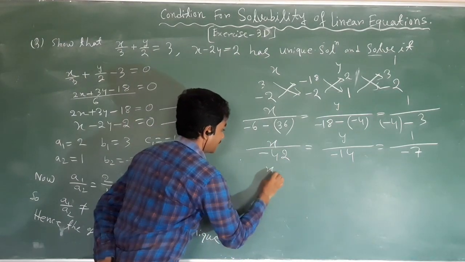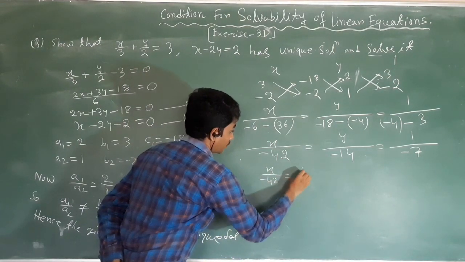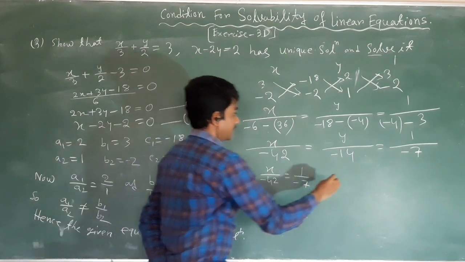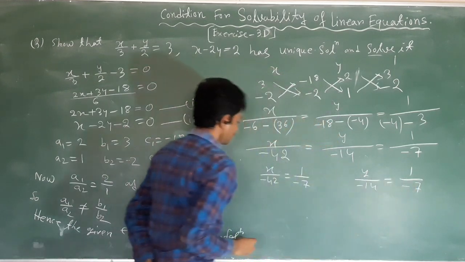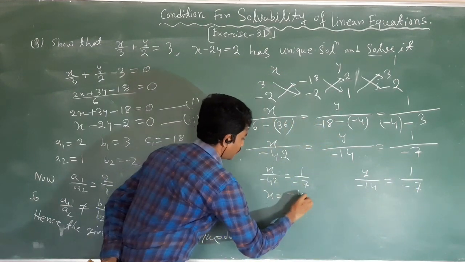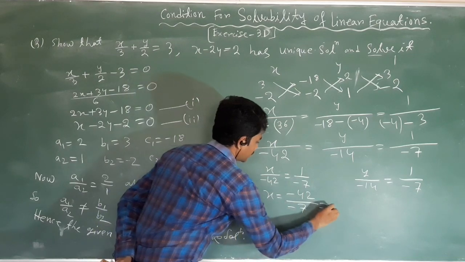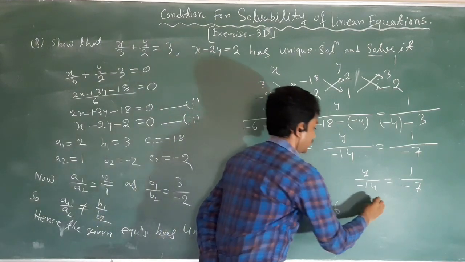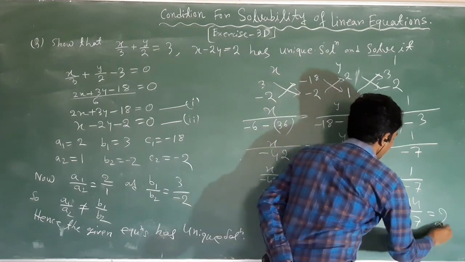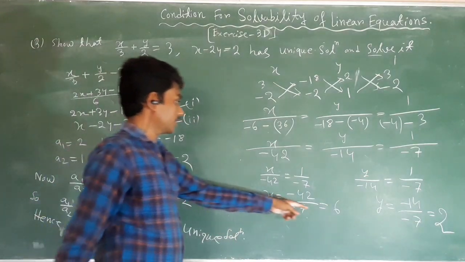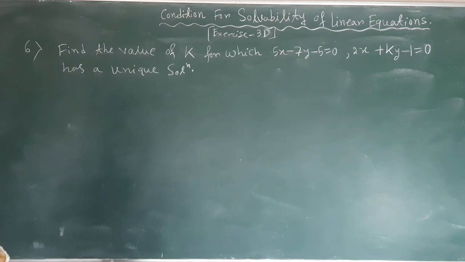So x upon minus 42 is equal to 1 upon minus 7 and y upon minus 14 is equal to 1 upon minus 7. So x is equal to minus 42 upon minus 7, which is 6, and y is equal to minus 14 upon minus 7, which is 2. So x equal to 6 and y equal to 2. Question number 6. Find the value of k for which the given system of linear equations has unique solution.